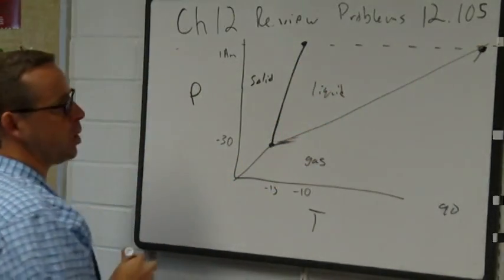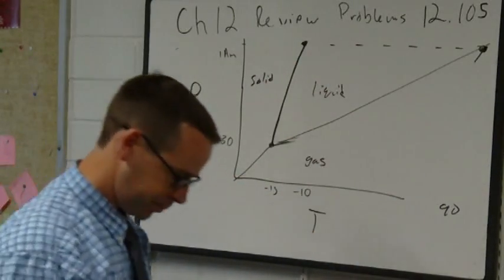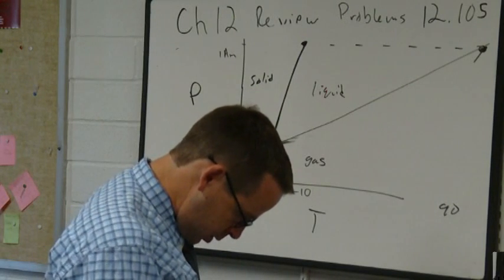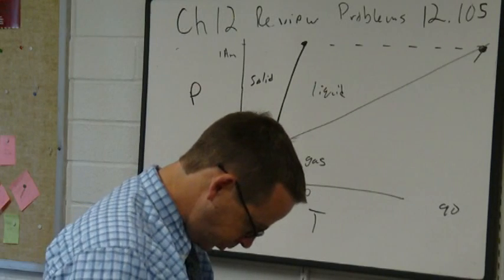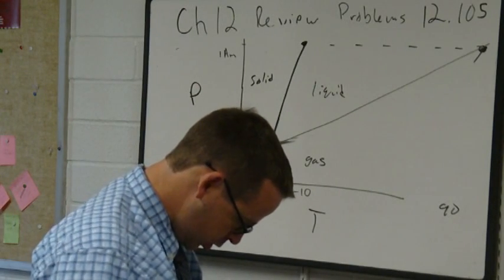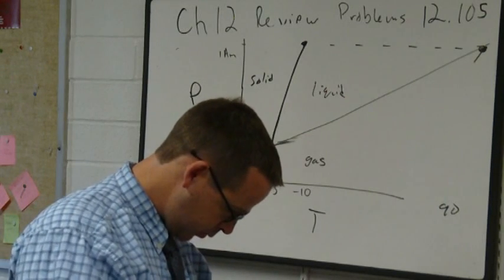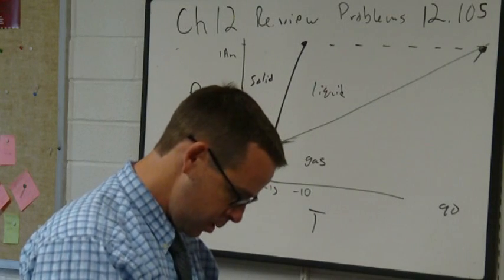So it has a normal boiling point. That means at 1 atmosphere pressure, 90 degrees Celsius. All right, 12107. According to figure 1231, what phases should exist for carbon dioxide at minus 60 and 6 atmospheres? So let's turn to 1231.